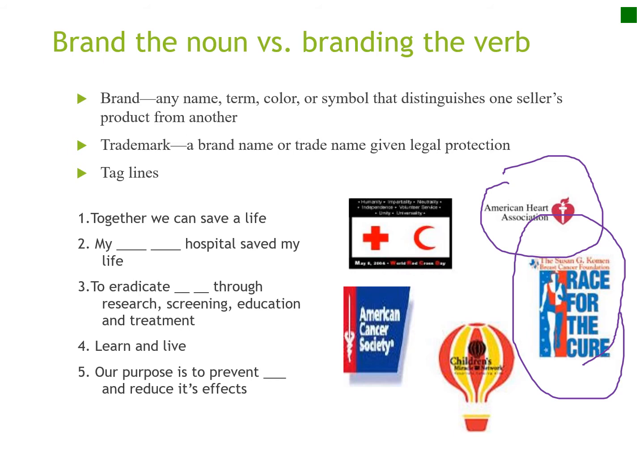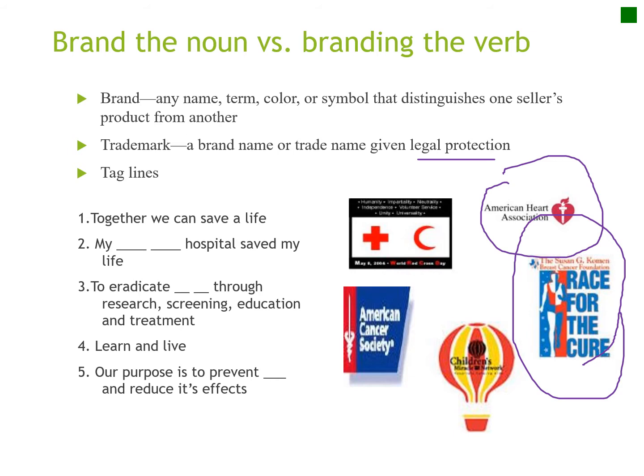Trademark is the brand name or trade name given for legal protection. So I think Race for the Cure has a trademark as well. So you'll see a lot of these organizations have actually trademarked their name. Then we also sometimes establish taglines associated with our product or service. And so here's just a few of them. Let's see if you can match these up.